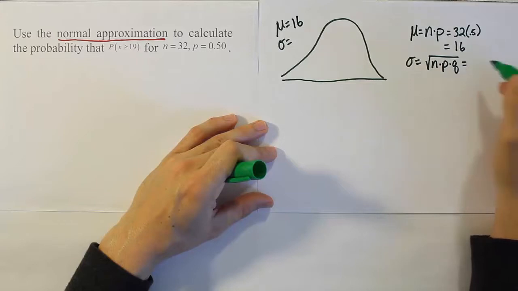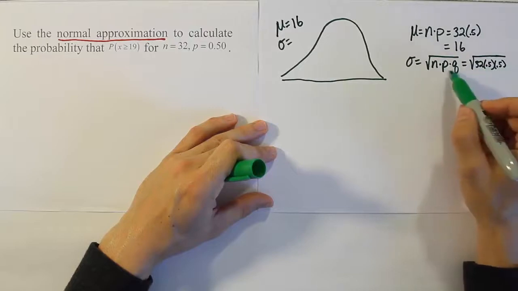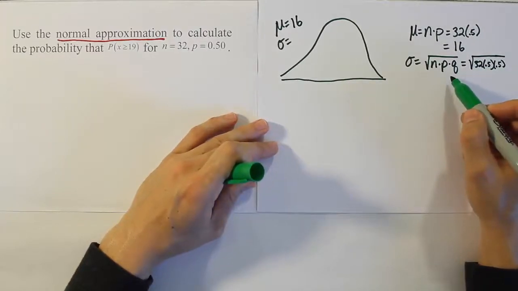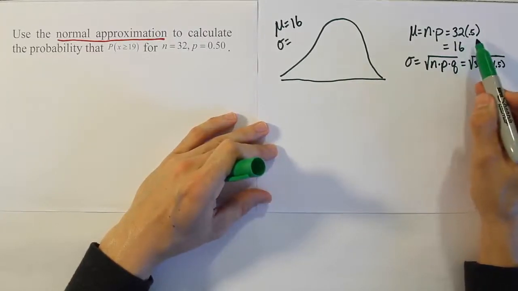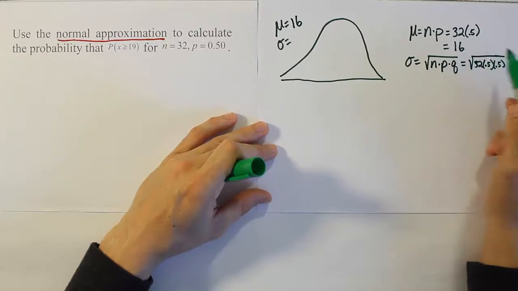For the standard deviation, the formula is the square root of n times p times q. And of course, in that case, it's going to be the square root of 32 times 0.5 times 0.5. Please remember that the p and q must add up to 100%. So if p is 0.5, the q has to be the other 50% to add up to 100%.